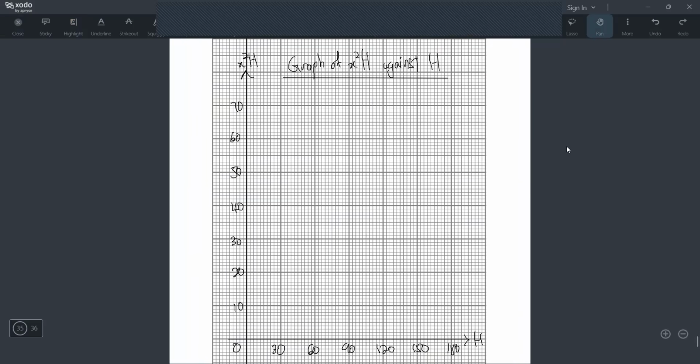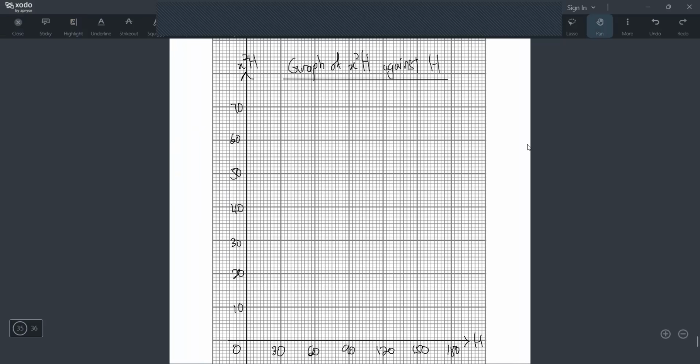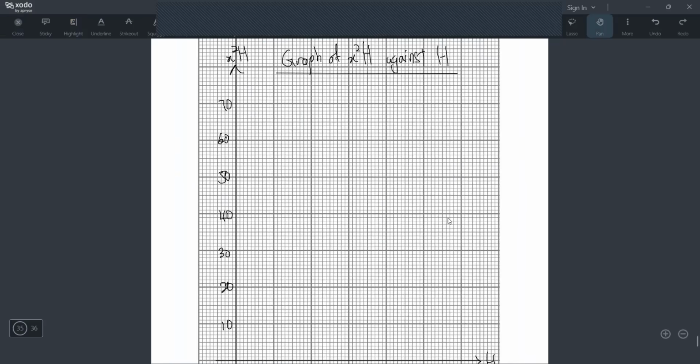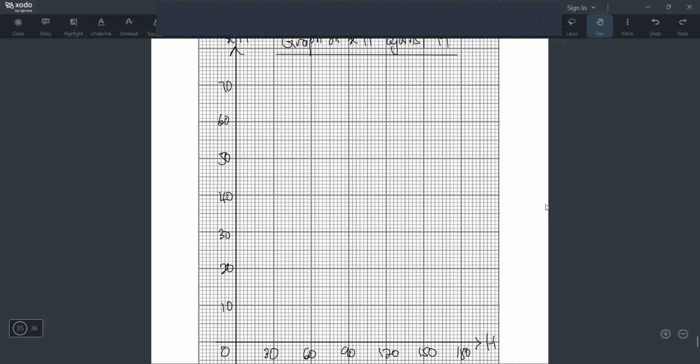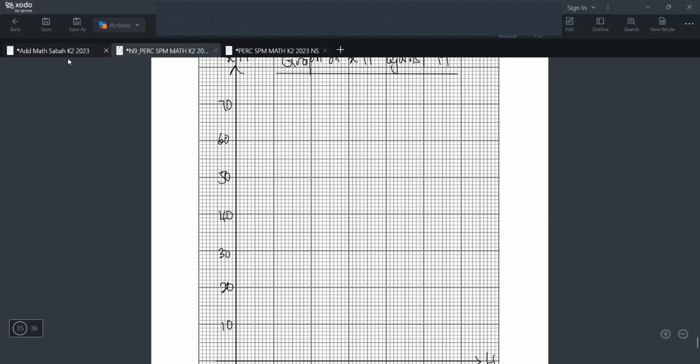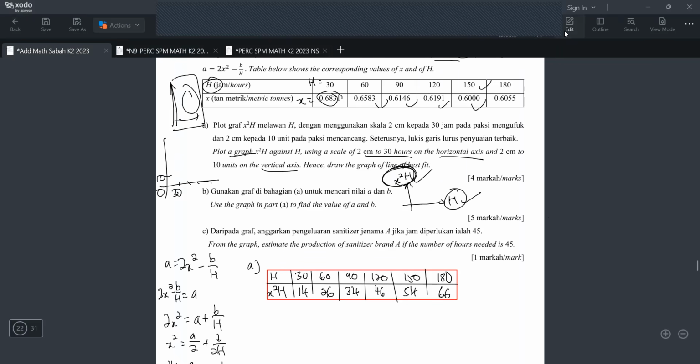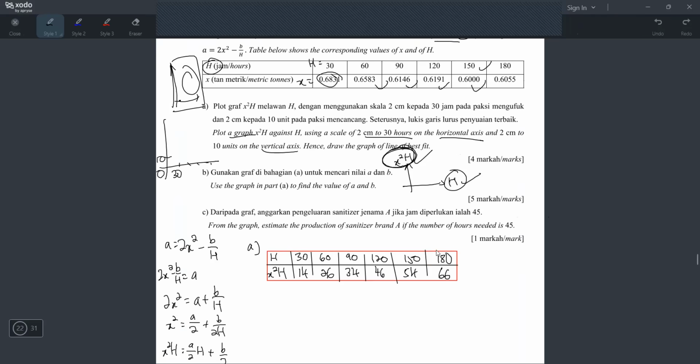Okay, can you see it? I think good enough. Let's make it even bigger. Okay, like this is even better. Now we can go back to the graph and see the points. As you can see, the biggest value here is 180, and the biggest value here is 70. That's why I use until here. Now let's plot the first point, 30, 14.